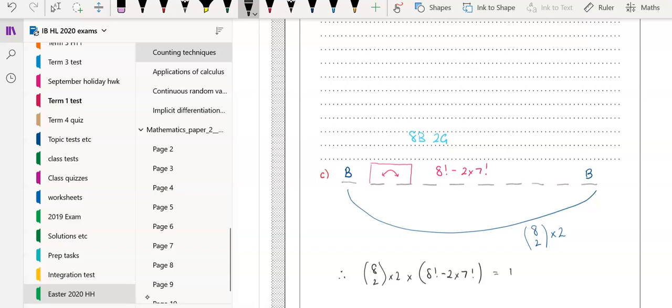And that gets us 1693440, which I believe is correct.